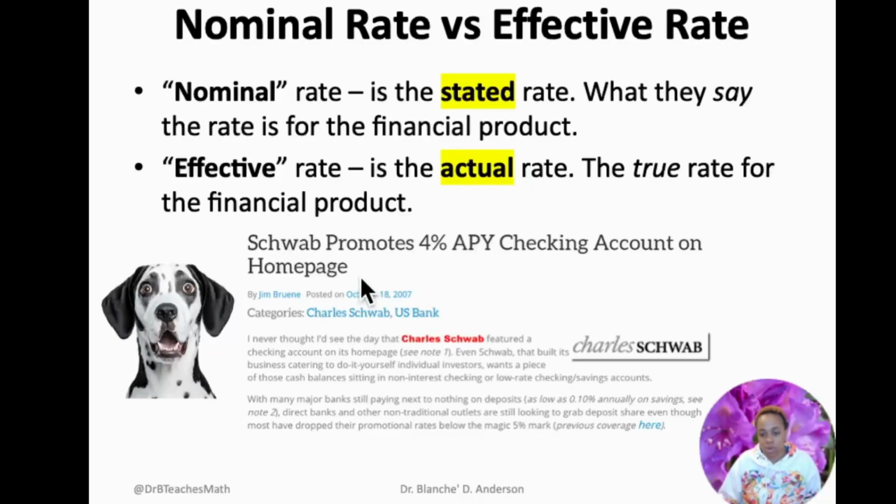This is a really old article. I try not to pick anything current because I'm not a financial investor. I don't give financial advice. I wanted to pick something that was really old. So this is from 2007, but being from 2007, a checking account with 4% APY means that's the effective rate. That means you're getting 4% back on the money that you put into the checking account.